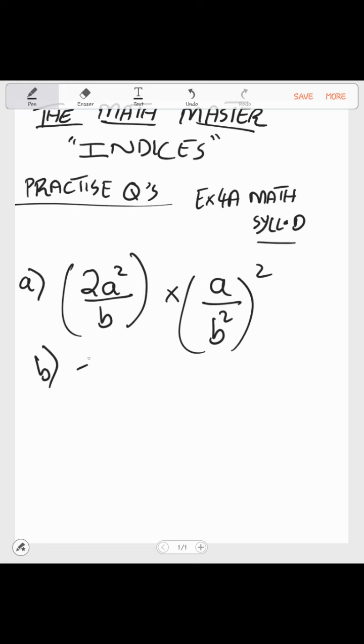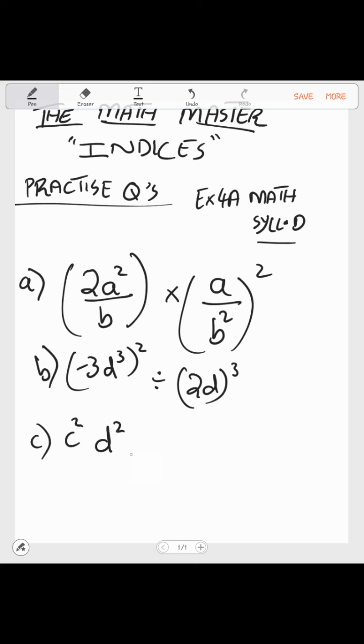This is minus 3d cubed, whole squared, divided by 2d cubed. The third question, which is also quite easy, you don't have to worry about it, just concentrate and do it. It's a piece of cake. It is c squared d squared into minus 5 c cubed d cubed, whole squared. So these are the three questions.